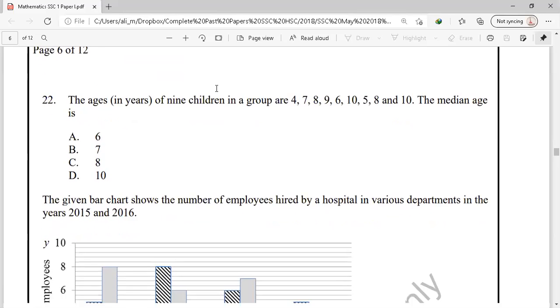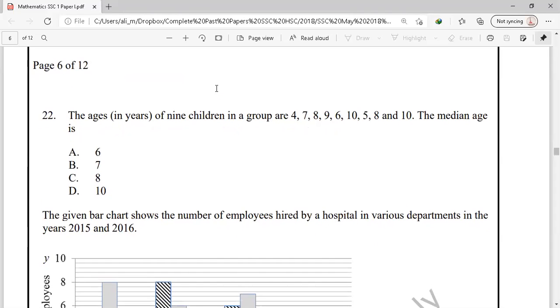Next, we have question number 22. In question number 22, the ages in years of 9 children in a group are 4, 7, 8, 9, 6, 10, 5, 8, and 10. We have to find the median of this data. As we know, whenever we find the median, we always arrange the data in ascending or descending order. So first of all, we arrange it in ascending or descending order.